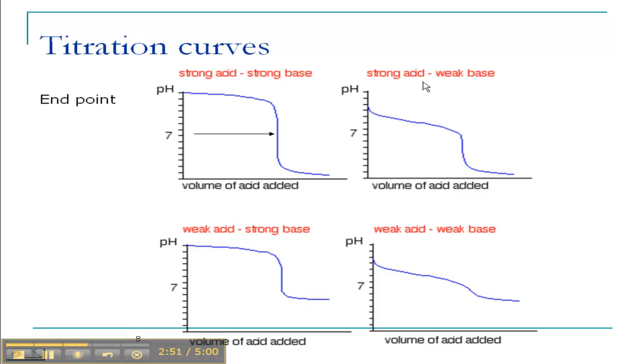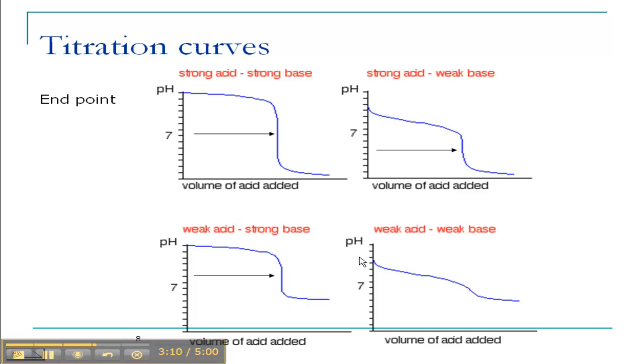Okay? Now if you have a strong acid and a weak base, your end point is going to be a little bit lower than 7 because the pH of the acid of course is lower, and you're going to have more ionization going on here. Weak acid, strong base, end point is a little bit above 7.